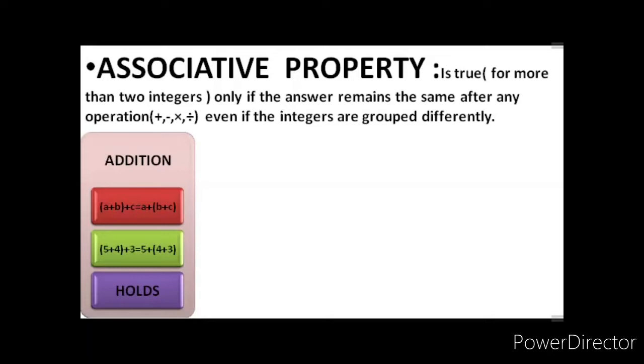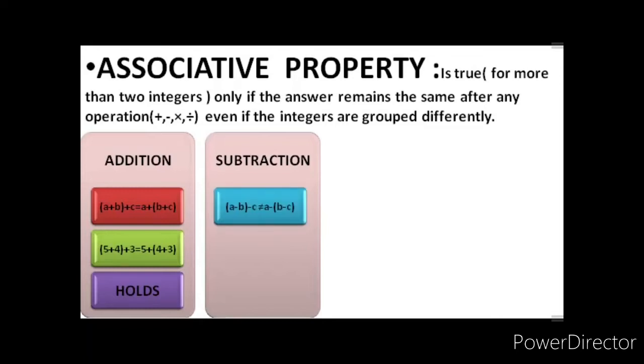Again, for subtraction, the answer is not the same when the integers are grouped differently. That is, (a minus b) minus c is not equal to a minus (b minus c). For example, (5 minus 4) minus 3 is not equal to 5 minus (4 minus 3). Therefore, associative property does not hold true for subtraction.